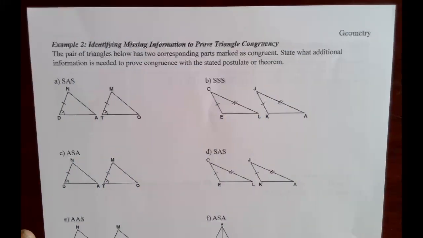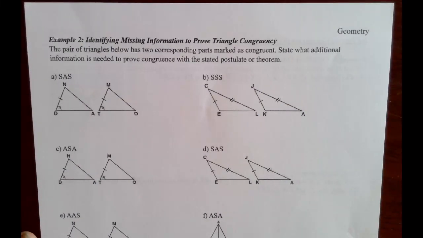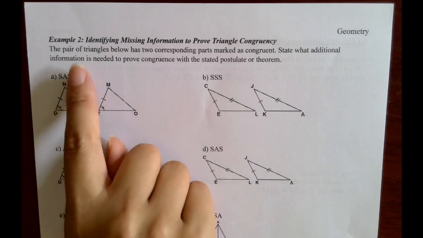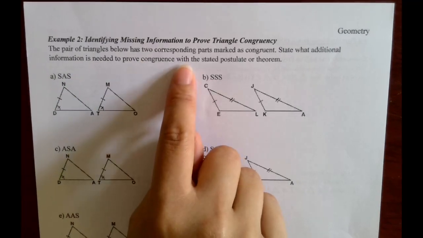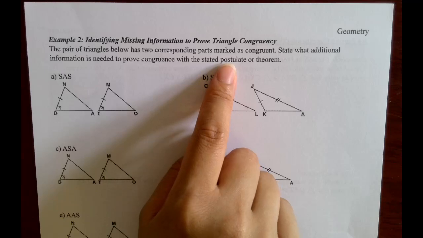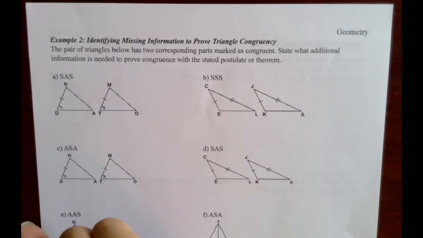Okay, so now that's going to take us to our next part here. We're going to identify missing information. Okay, so the pair of triangles below has 2 corresponding parts that are indicated here. We're going to state what additional information is needed to prove congruence with this stated postulate or theorem.